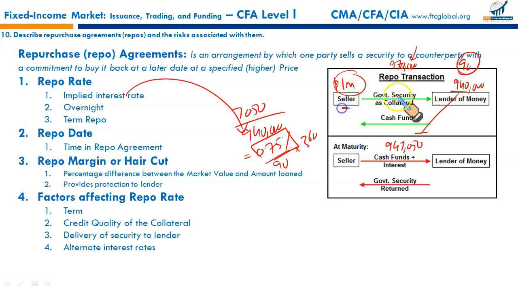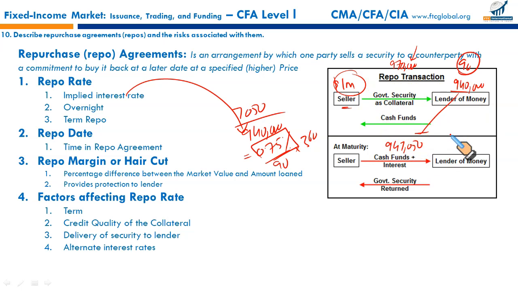One party brings in the government securities or any collateral for the loan. Basically, it's a collateralized loan. Technically speaking, this repo agreement is a collateralized loan where the seller has given the collateral, taken the loan money, and after some time gave the loan amount back with interest. So effectively it's a collateralized loan.